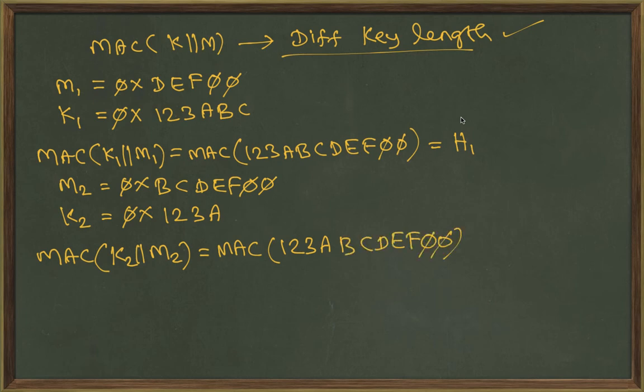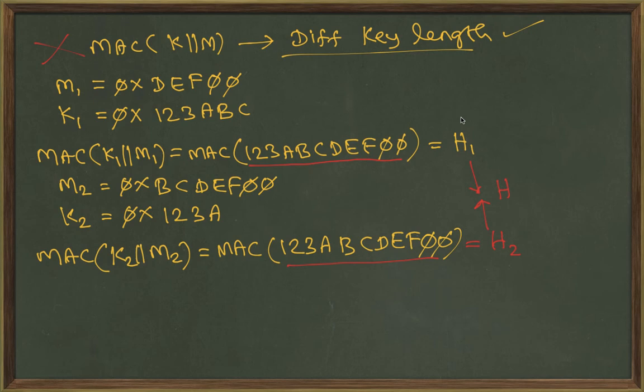BCDEF00, right? So if you look at the value inside, both the values are actually the same. Even though your key is different and message is different, the value inside the MAC algorithm is the same. So obviously your H2 is the same as your H1. Both will end up with the same hash value. So you will end up with some kind of collision. That is what we mean by different key length attack. So you cannot use secret prefix MAC. It's prone to different key length attack.